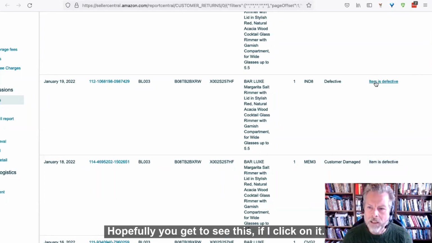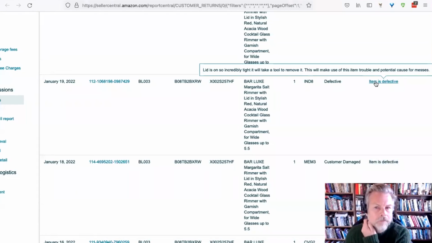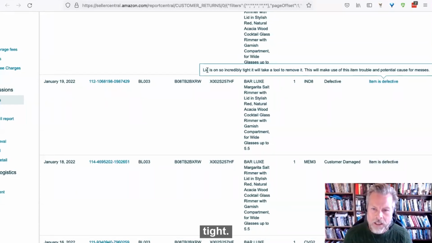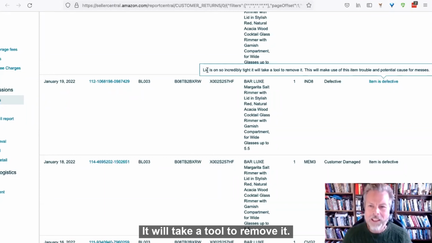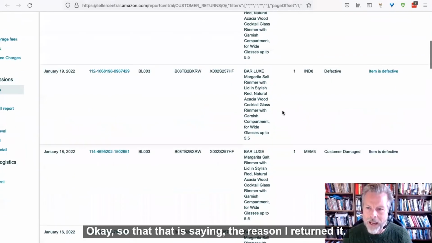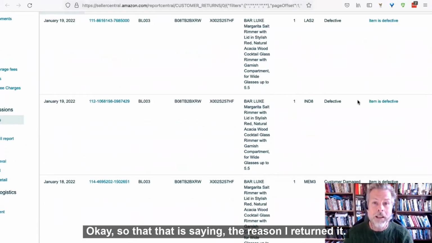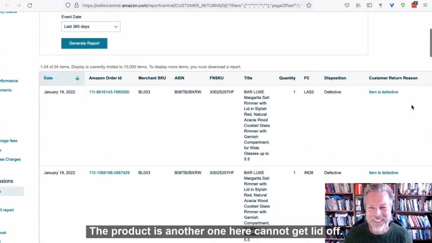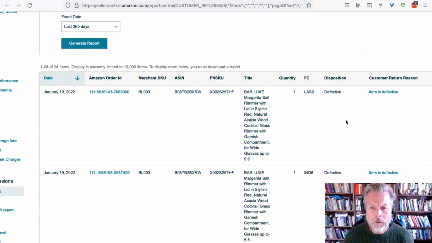Hopefully you get to see this. So if I click on it, it gives you the actual reason. It says here, lid is on so incredibly tight, it will take a tool to remove it. This will make use of the item trouble and potential cause for messes. So that is saying the reason I returned it is because I couldn't get the lid off the product. There's another one here. Cannot get lid off. Well, that's kind of weird.